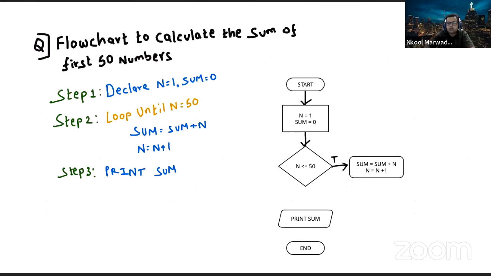And once again, I will check after executing these two steps. Once again, I will check whether n is less than or equal to 50, and I will keep on iterating. Once this condition becomes false, I will get outside the loop, print the sum, and end the flowchart.